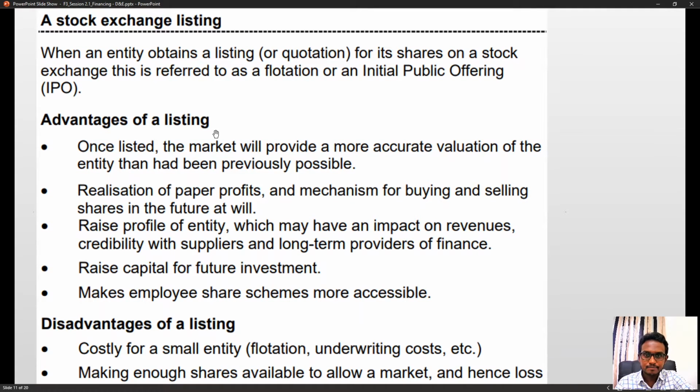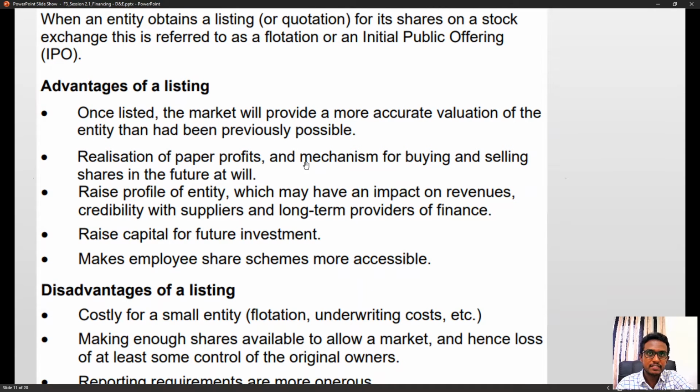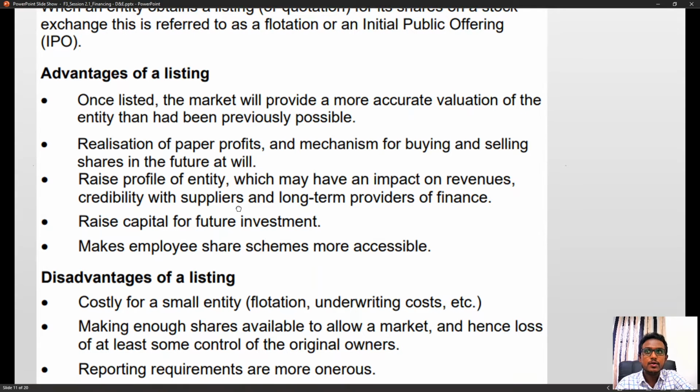Advantages of listing, right? What are the good things when you become a quoted company? Once listed, the market will provide a more accurate valuation of the entity than had been previously possible. Realization of paper profits and a mechanism for buying and selling shares in the future at will, right? It raises the profile of an entity. Your reputation goes up, which may have an impact on revenues, credibility with suppliers and long-term providers of finance. It's also one that leads to the opportunity to raise capital for future investment, and makes employee share schemes more accessible.